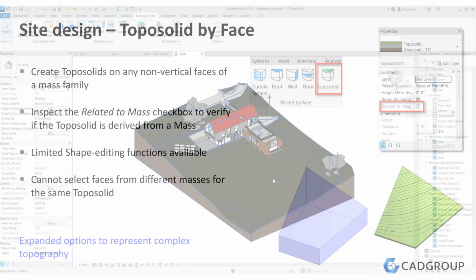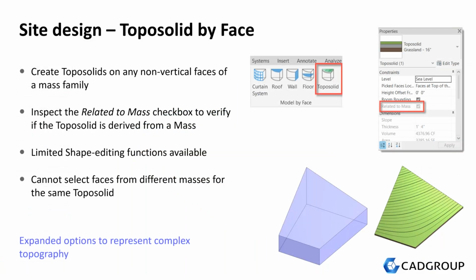So what's topsoiled by face? Topsoiled by face can be created on any vertical faces of a mass using the topsoiled by face tool. The related mass to mass parameter can be inspected to confirm if the topsoiled is created from mass. It's not possible to select faces from different masses for the same topsoiled. So the bottom line of this feature is expanded options to represent complex topography.